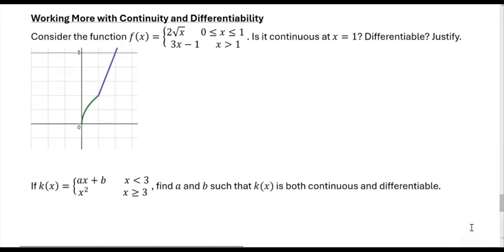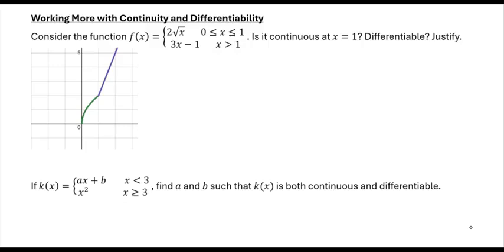Working more with continuity and differentiability. In this function here, we have a curvy piece. It's in green, and then it changes to purple. It's all one function, but I'm using the colors to demonstrate where it jumps from one piece to the other. The curvy piece is the part of the function that's 2 square root x when x is between 0 and 1, and then it jumps to a linear function 3x minus 1 when x is greater than 1. So the question is, is it continuous at x equals 1?